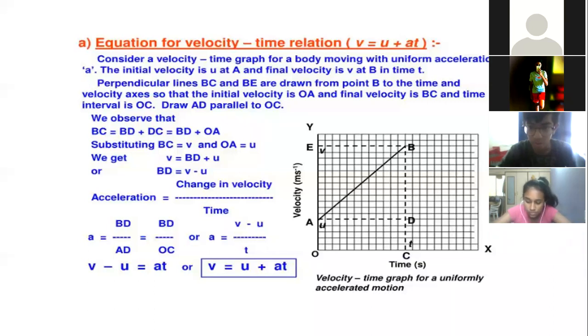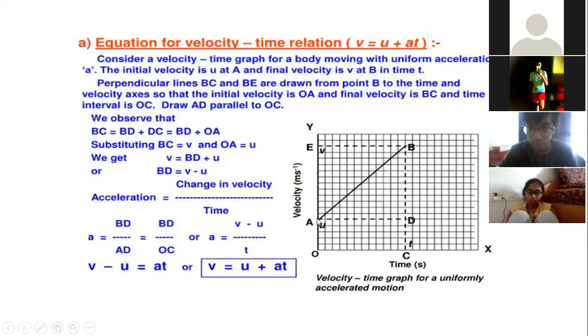Okay, so just see the first equation, for the velocity-time relation. Newton took the same graphical representation and derived the equation where you understand the relation between final velocity, initial velocity, acceleration and time. Please everyone see here. The same graph you can see on the right-hand side is velocity versus time. So velocity is on your y-axis and time on your x-axis.